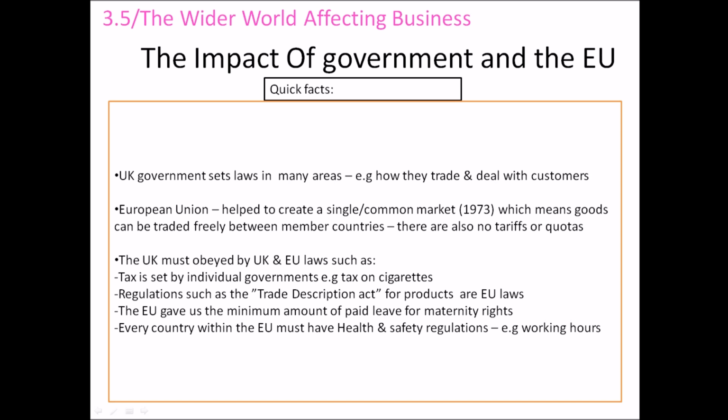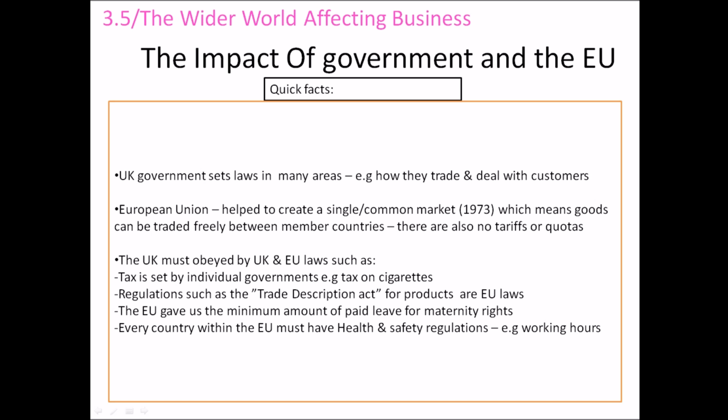The impact of government and the EU. Now obviously it's the EU referendum, so it's quite fitting. Maybe it'll come up on this year's exam, I don't know. So the UK government sets laws in many areas, for example how they trade and the way they deal with customers. The European Union made a single market in 1973, and this means that goods can be traded freely between member countries, so there's no tariffs or there's no quotas. You don't have to fix the amount of goods you put in at a certain time, and you don't have to pay any tax on the imports.